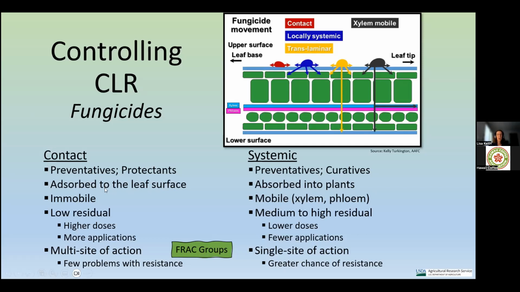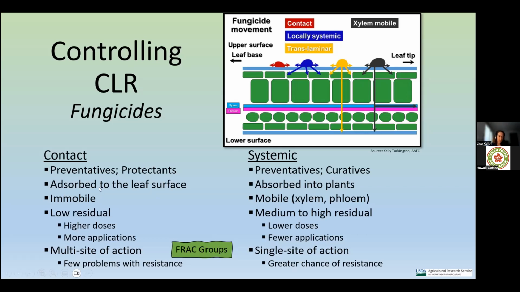Okay, the contacts are protectants. They need to be there to prevent infection. Systemics will actually cure if the pathogen is there. The contact essentially just adsorbs to the leaf surface while a systemic is absorbed, okay, and actually moves throughout the xylem and the phloem, where the contact is immobile. Where the droplet lands, it might slightly spread, but that's it. It's not going anywhere else, okay?